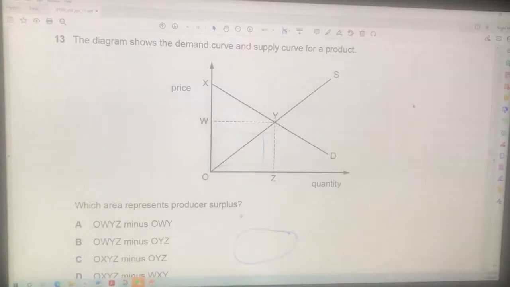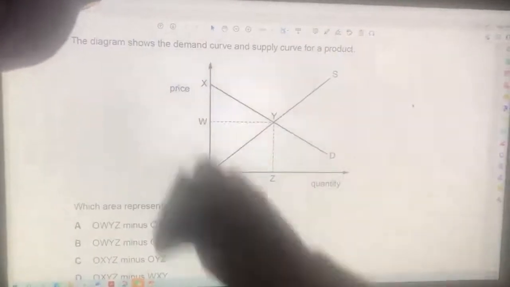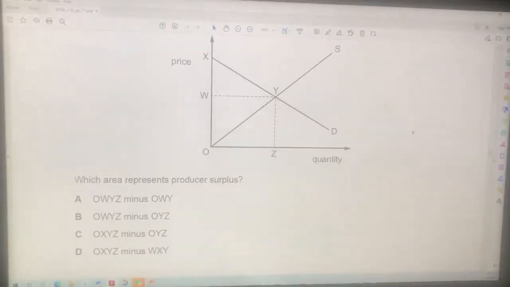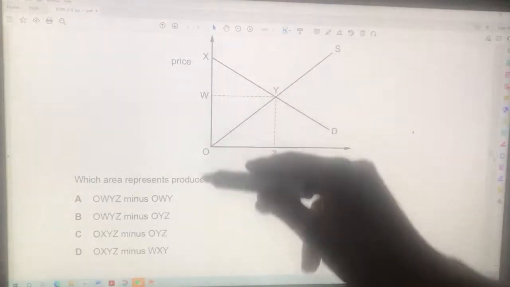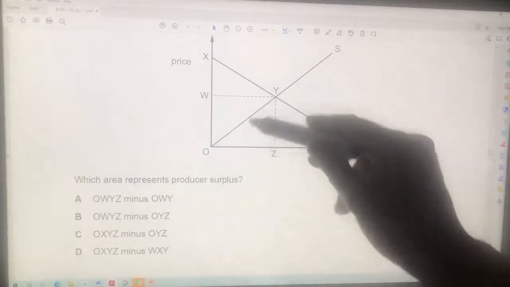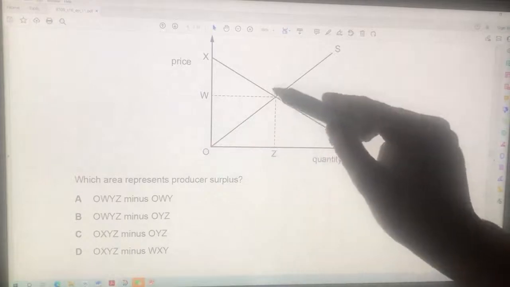13 says, the diagram shows the demand curve and supply curve for a product, and here, which area represents producer surplus? Producer surplus is OY0YW. But they don't give us that. So they give us, let's see, OZWY.